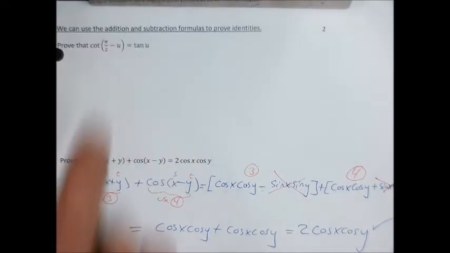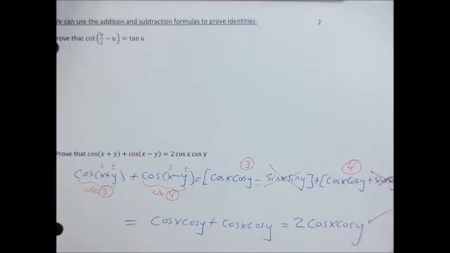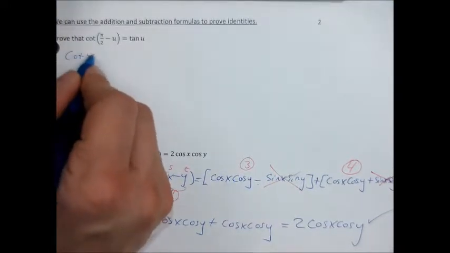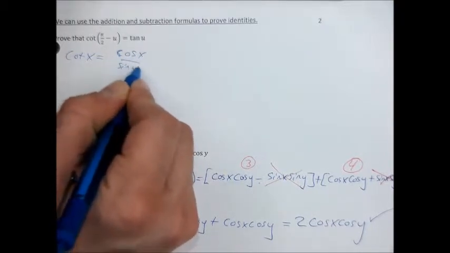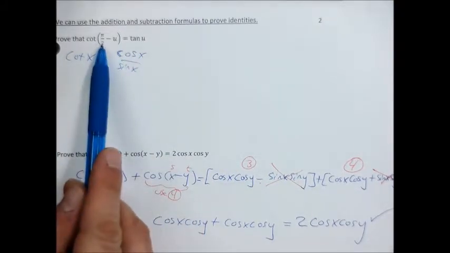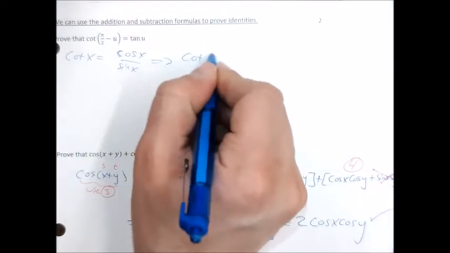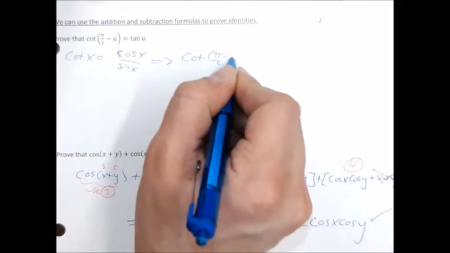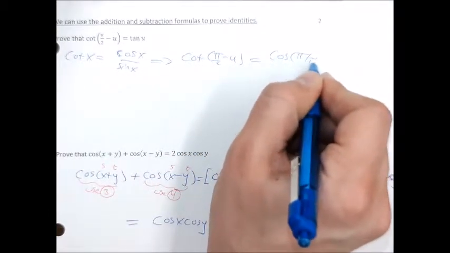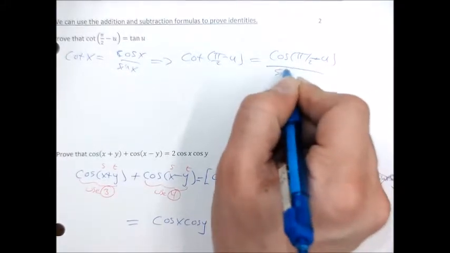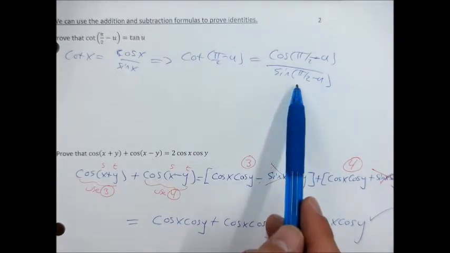When you do this one, and maybe let me just give you a little hint on that one, in case you're interested in looking at that one later. Cotangent of x is cosine over sine, right? And so cotangent of pi over 2 minus u would be cosine of pi over 2 minus u over sine of pi over 2 minus u. And then you'd use the formulas on each one of those two things.